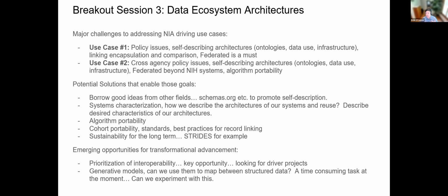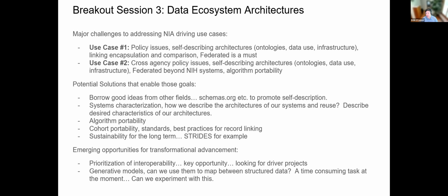Another very interesting topic that we got into is, because of that diversity of infrastructure and architectures, what we haven't heard talked about as much as describing data with things like ontologies is describing the architecture itself with ontologies. So what can you do across these systems? Another topic that came up was how you link and encapsulate that linking between records and systems. How do you move synthetic cohort definitions between systems?